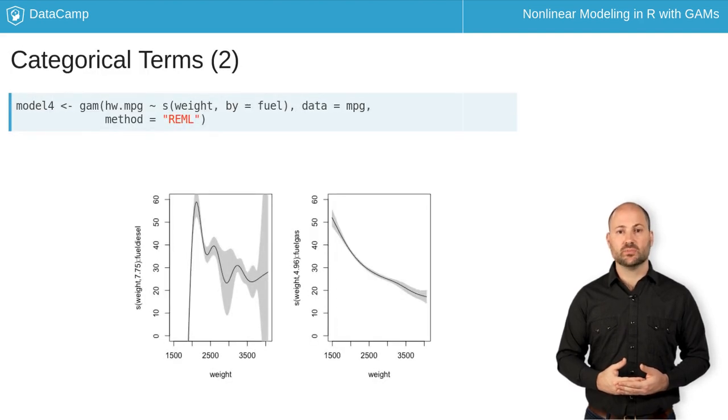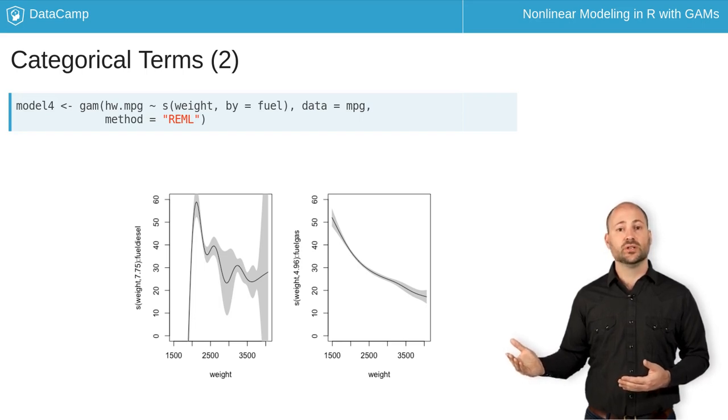We can also specify a GAM formula that will fit different smooths for different categorical variables. We call this a factor-smooth interaction. By specifying the by argument in the s function, we can tell R to calculate a different smooth for each unique category. You can see here we have different smooths for diesel and gas cars, but the diesel smooth is much more uncertain.